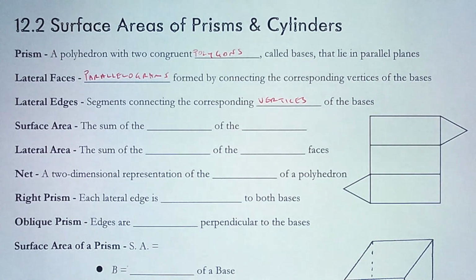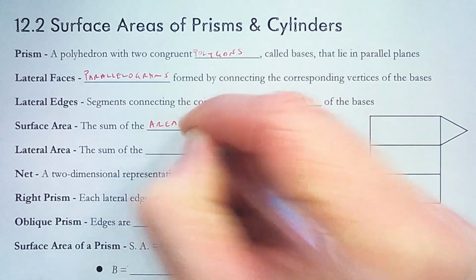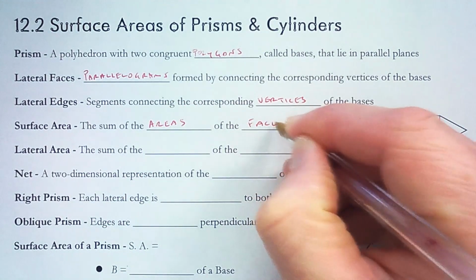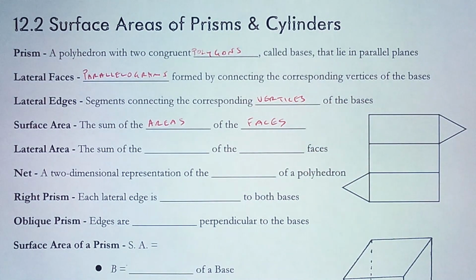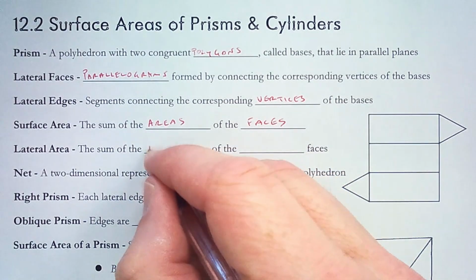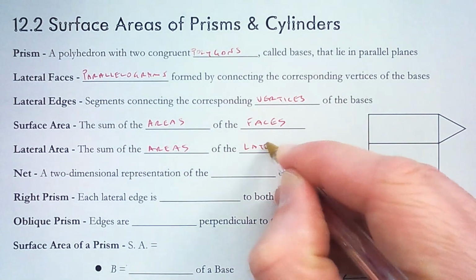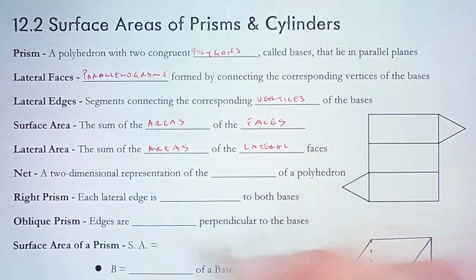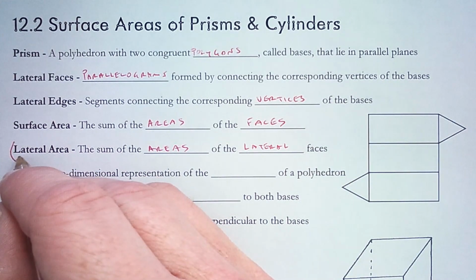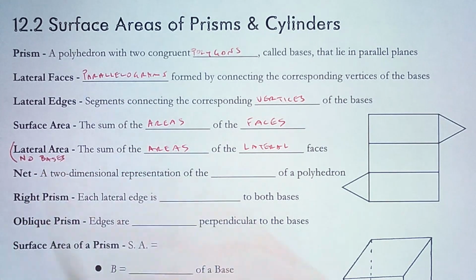The surface area of a prism is the sum of the areas of all the faces. Okay, now those faces include the two bases and the lateral faces. The lateral area of a prism is the sum of the areas of the lateral faces. Okay, so lateral area just means it's the surface area except no bases.